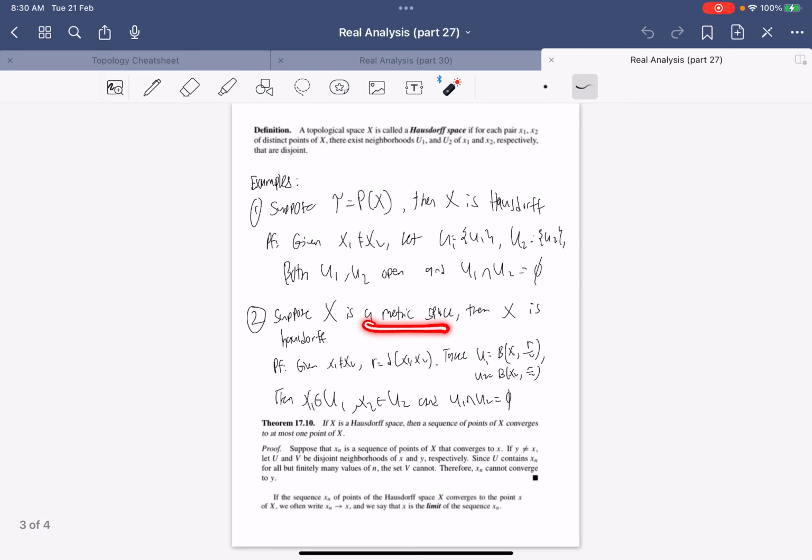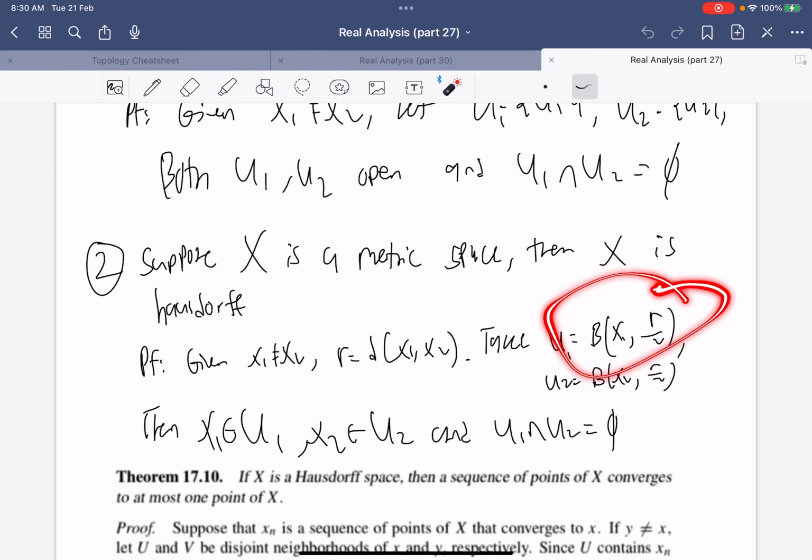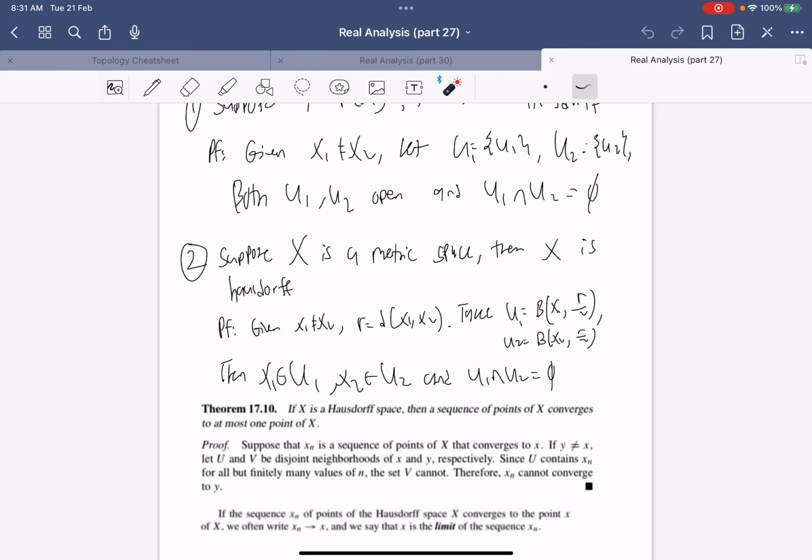Also, if you are a metric space, then you are Hausdorff. And you can see why, because you can just take the radius to be the distance between x1 and x2. So x1 is somewhere here, and x2 is somewhere here, then the distance is r, so you take the midpoint, then you draw one circle here and one circle here. Then these two are both open sets because they are balls, and their intersection is empty, and you can just check this yourself. But I hope the picture is clear.